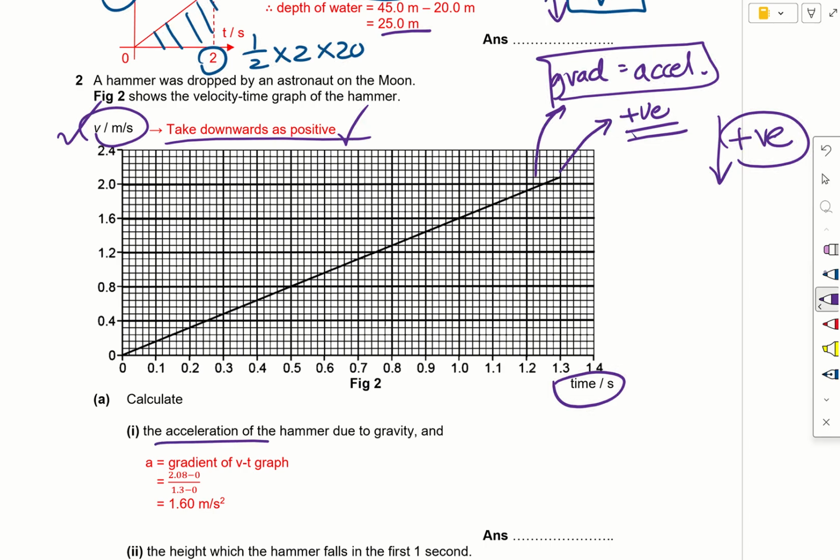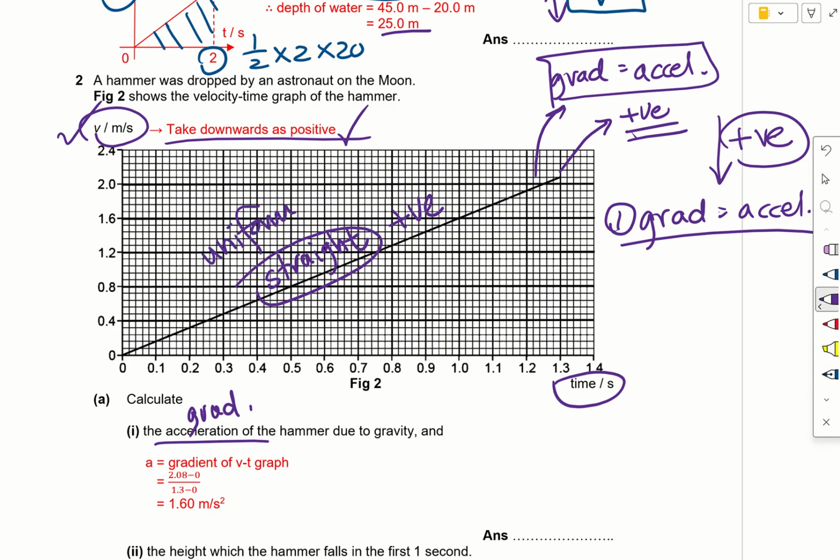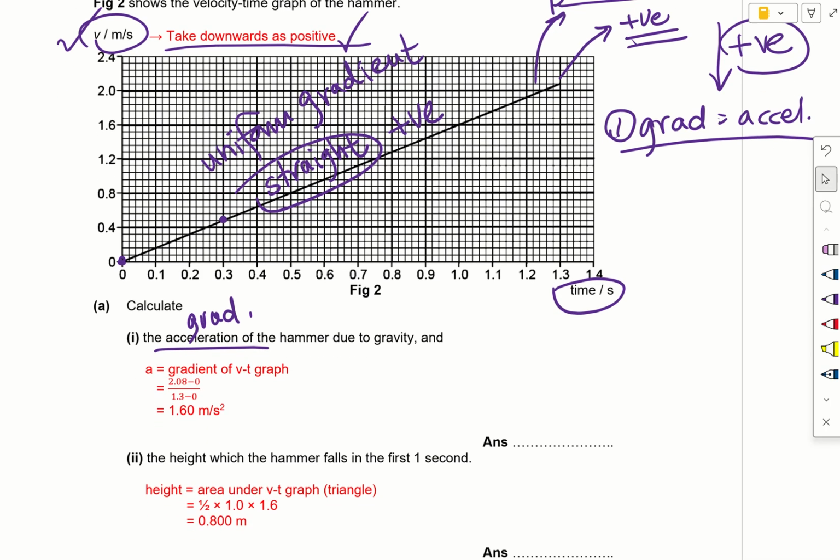So VT graph, I'm repeating, there are two things that are important. Firstly, the gradient represents acceleration. So if you know this, you would be able to find the acceleration by finding the gradient. And we know that this gradient is a straight line, and it's not flat, so there is a positive gradient. And because it's a straight line, therefore it will be a uniform gradient. So you can take any point. Let's say I take this versus 0, 0. I should get the gradient, so I'll be using that.